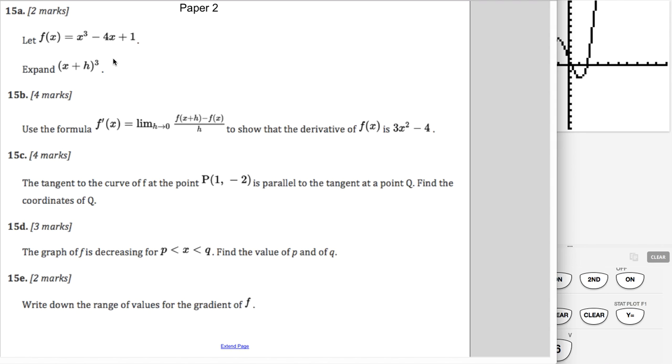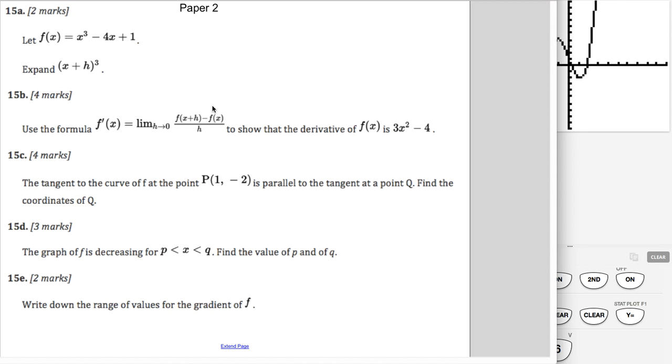So we're given a function, and the first thing we're asked to do is expand a binomial to the exponent 3. Then we're asked to find its first derivative using the limit formula to show that the derivative is what we would expect to see using the power rule. Then we're asked to do a few other questions, find the tangent of the curve at a given point parallel to a point Q, and asked to find the coordinates of Q. D is what's the interval of decrease, and E is the range of the gradient, in other words, the derivative of F. So we've got a few questions to do here.